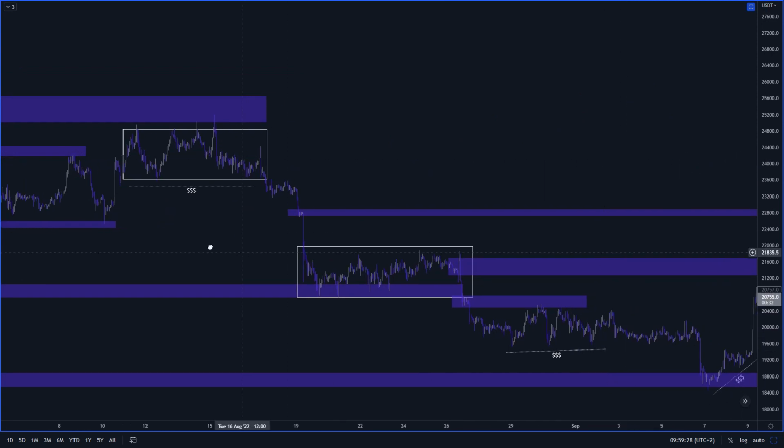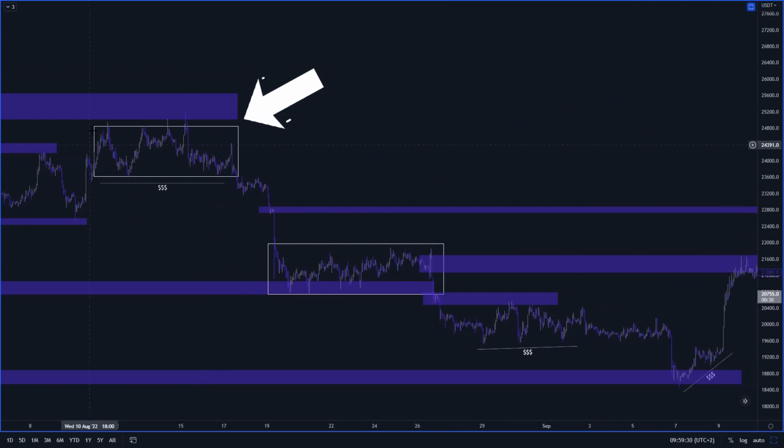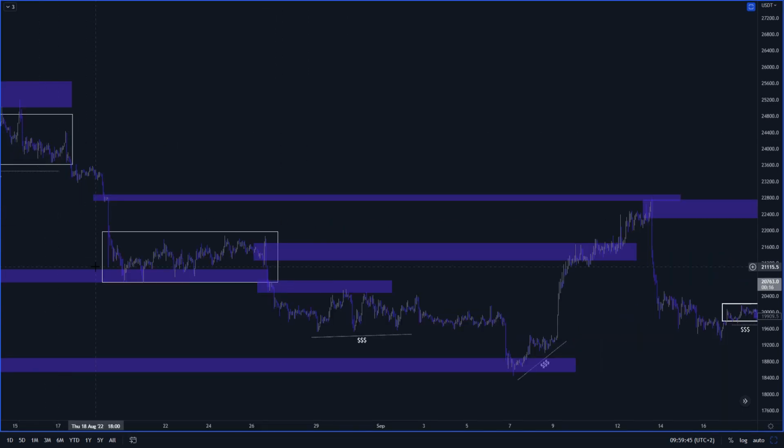Here's a great example. We have this contraction phase over here. Then we have this expansion out of the contraction phase, where the institutions enter into the markets. We leave behind a supply zone over here. We do it again. We create another contraction phase. We expand out of it. We leave another supply zone.